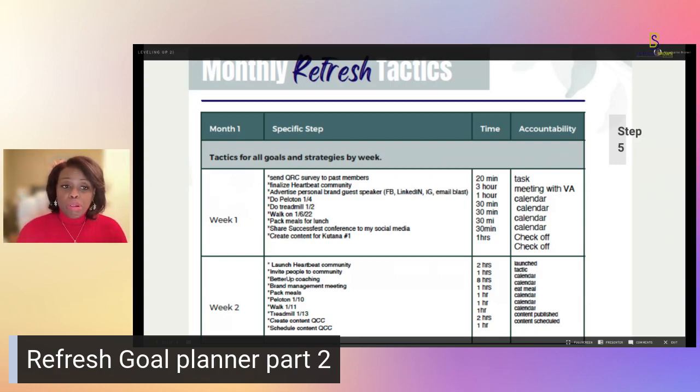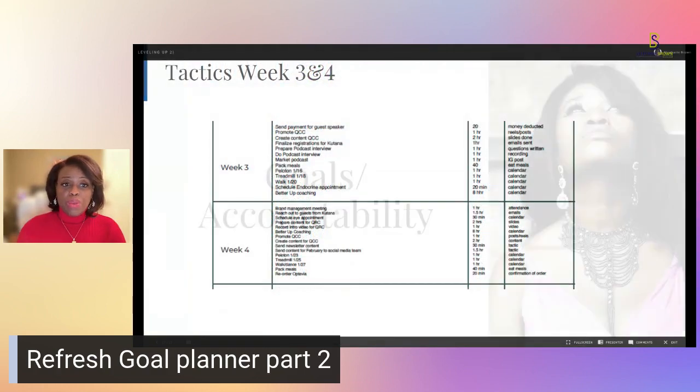So it's very important to get some tactics down, to figure out how long it's going to take you to do the tactic, and to figure out how you're going to be accountable or how you're going to measure that. It could be as simple as writing it in your calendar, putting it on your task list, or if it's something that you're accountable to someone else for. And you're going to do that for week 1, week 2, week 3, and week 4. So this is just week 3 and week 4.